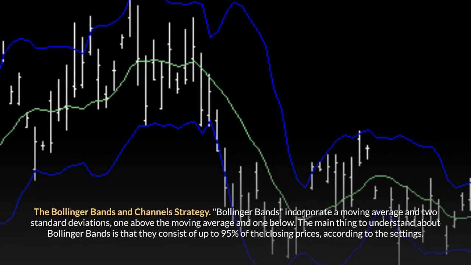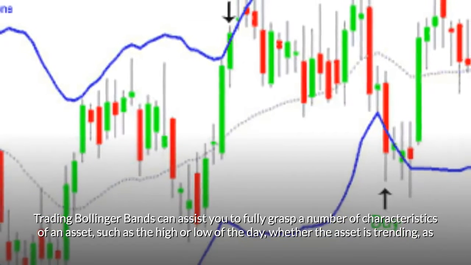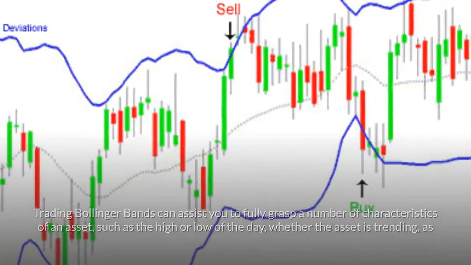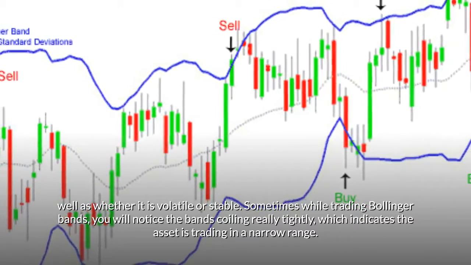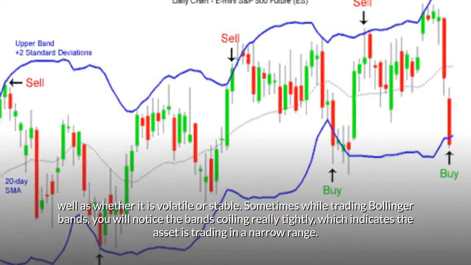The Bollinger Bands and Channels strategy. Bollinger Bands incorporate a moving average and two standard deviations, one above the moving average and one below. The main thing to understand about Bollinger Bands is that they consist of up to 95% of the closing prices, according to the settings. Trading Bollinger Bands can assist you to fully grasp a number of characteristics of an asset, such as the high or low of the day, whether the asset is trending, as well as whether it is volatile or stable. Sometimes while trading Bollinger Bands, you will notice the bands coiling really tightly, which indicates the asset is trading in a narrow range.